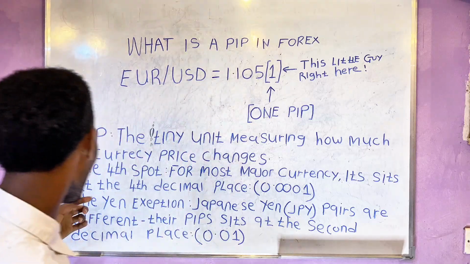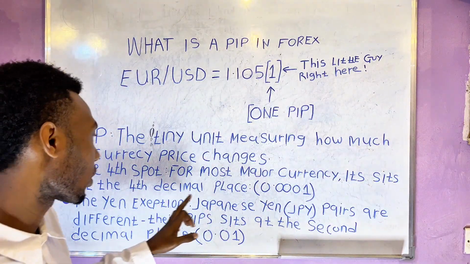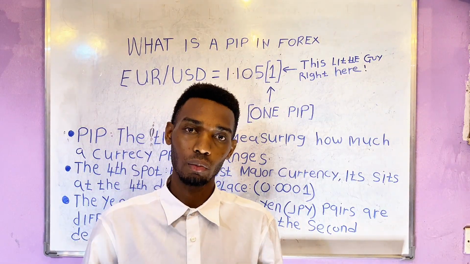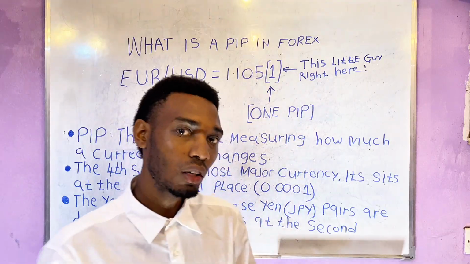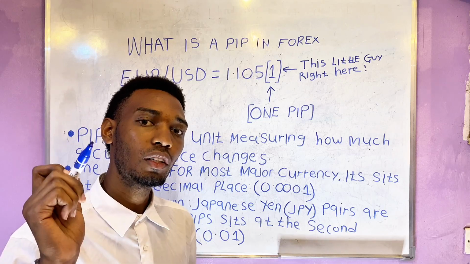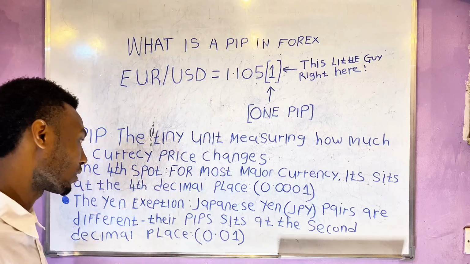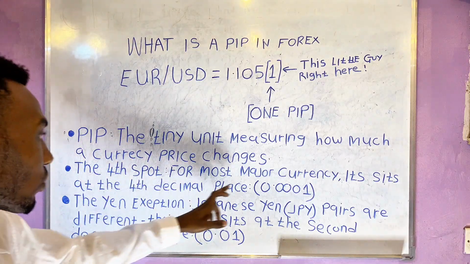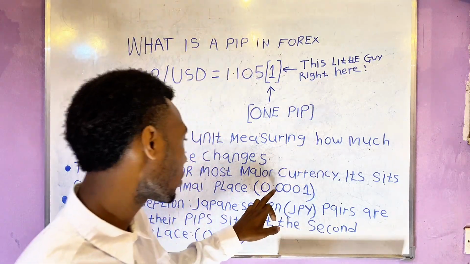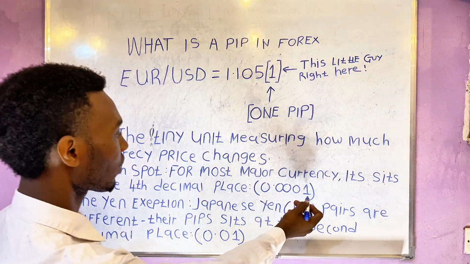There are exceptions, but that is the first spot. For most major currencies, the PIP sits at the fourth decimal. That is our PIP. What do we call a PIP? The smallest unit measuring the change of the currency price. For most currencies, it sits at the fourth decimal place, 0.0001, the last of the 4.